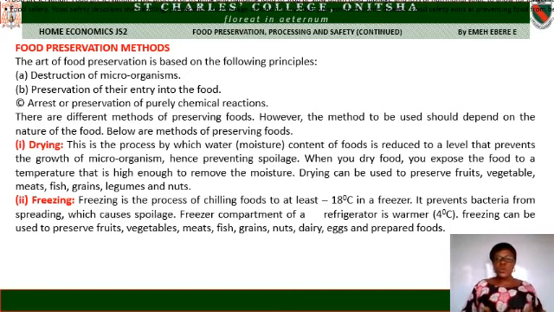There are different methods of preserving foods. However, the method to be used should depend on the nature of the food. Below are methods of preserving food. Number 1, drying. This is the process by which the water content of food is reduced to the level that prevents the growth of microorganisms, hence preventing spoilage. When you dry food, you expose it to a temperature high enough to remove the moisture. Drying can be used to preserve fruits, vegetables, meat, fish, grains, legumes, and nuts.